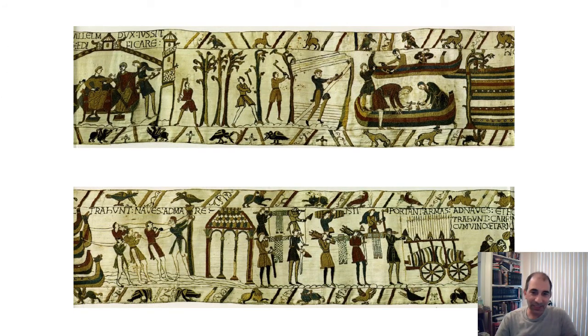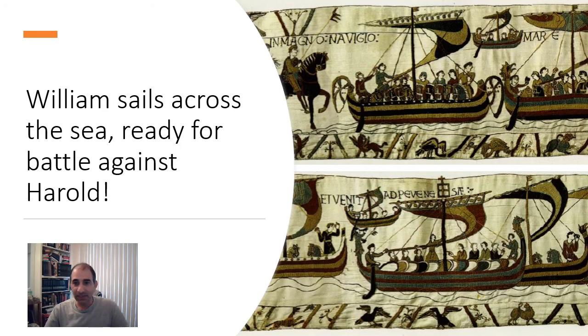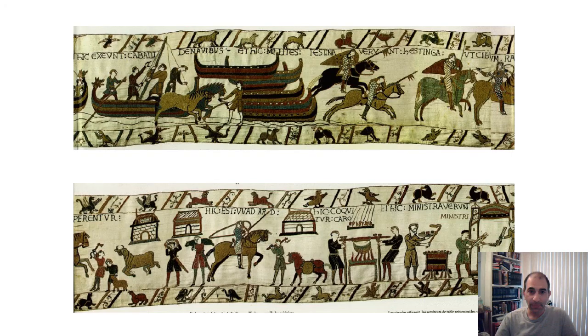Here's just another nice scene here. Here they're building boats, and they're collecting their armor. This is the chainmail armor that they would use at the time. They're chopping trees, building boats. So this is William getting ready to go on this invasion. And then these are very iconic scenes of the ships, and William is sailing across the English Channel to, of course, fight Harold at the Battle of Hastings.